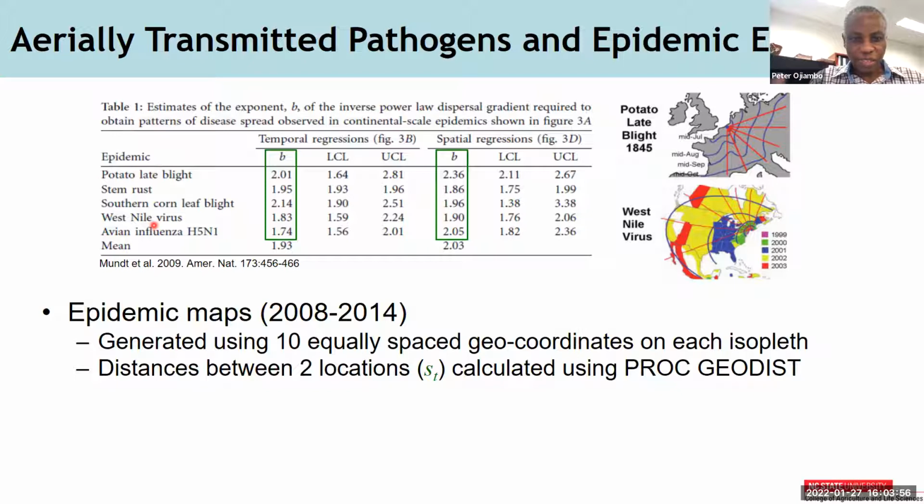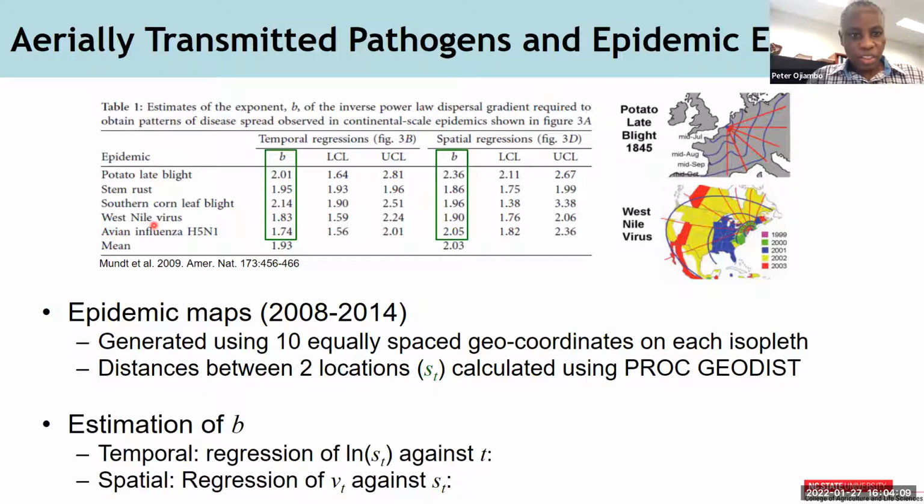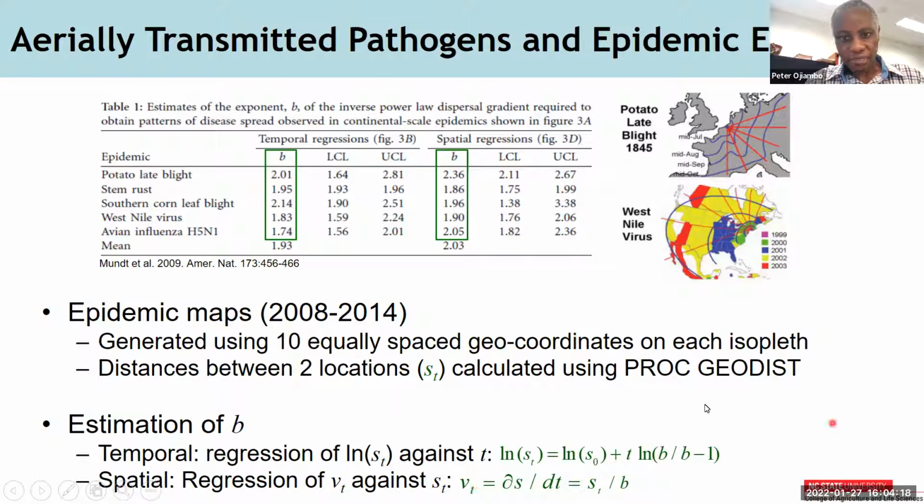We did have a lot of data from 2008 to 2014. We looked at all these particular epidemics and tried to figure out how we can generate some of these numbers and see how well the values look. So we estimated B based on the data set that we generated, using either the temporal regression, a very simple equation here, or the spatial regression, just taking the velocity of spread, where S is the distance, B is the parameter of spread.